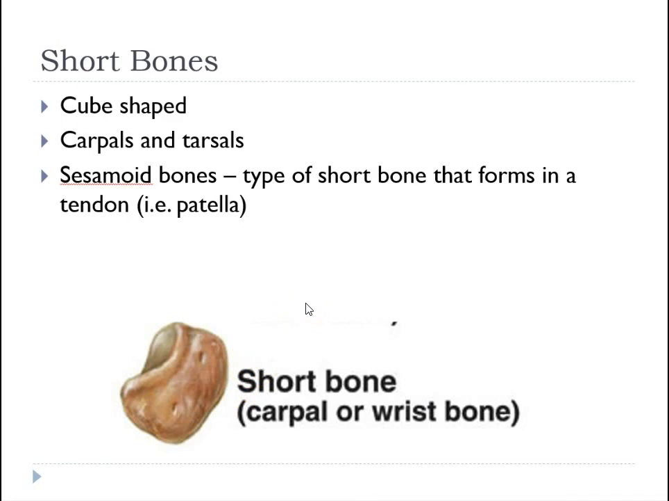Short bones are going to be cube-shaped. They're the carpals and tarsals, in the wrist. They are going to be short.